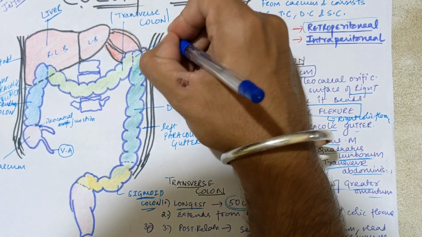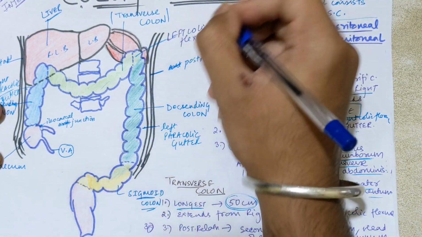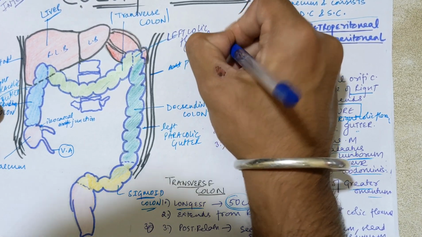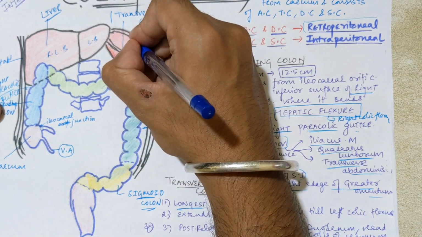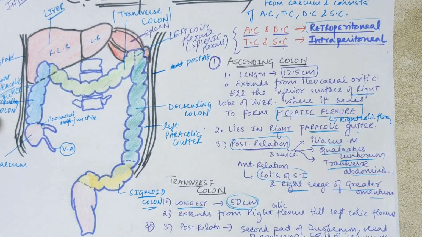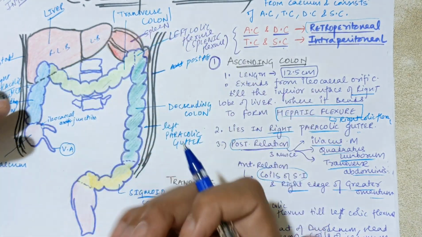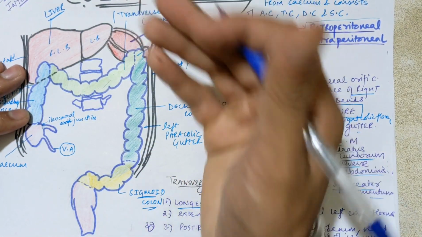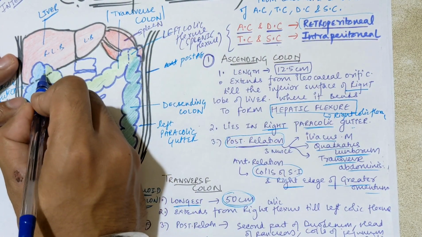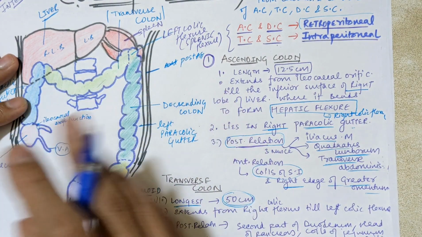You can say it is the left colic flexure, or its name is splenic flexure. Splenic flexure. Clear? And why splenic? Because it is present beneath the spleen. This is your spleen. Okay. So it will be present on the anterior side of the spleen, and the spleen on the posterior side. So you can say it is actually present under the spleen. That is why this flexure is called the splenic flexure. So it extends from the right colic flexure till the left colic flexure, and this is actually your transverse colon. We have told you its length is around 50 centimeters.